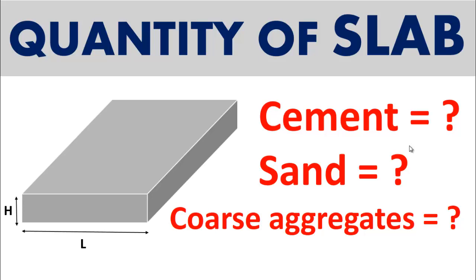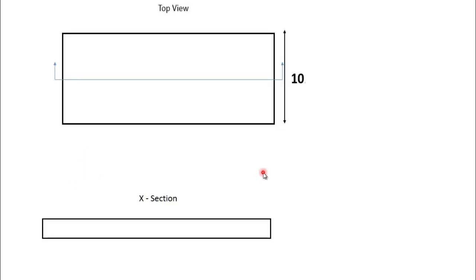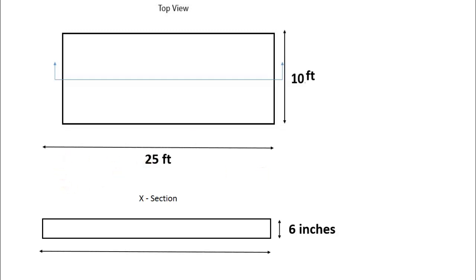Let's start today's discussion. To find the quantity of materials for a slab, we have taken an example of a slab having dimensions. The length of the slab is 25 feet, its width is 10 feet and the thickness of the slab is 6 inches. The dimensions can also be seen in these drawings. In top view you can see the length and width of the slab, and in this cross-sectional view you can see the length and thickness of the slab.